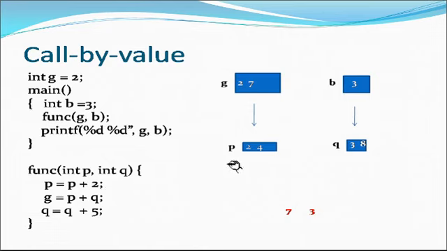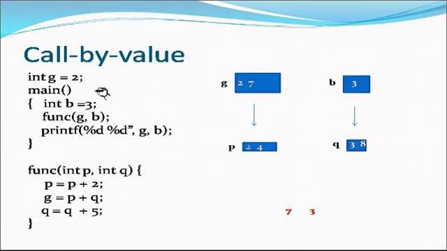Now look at these three statements. The first statement will make this value 4. The next statement is interesting. It is assigning a value to G. Mind you, G is not local, it is global. So P value is now 4 plus Q value of 3, it becomes 7, and that's why 7 gets written in this memory location. And lastly, the current value of Q is 3, so 3 plus 5 is 8. So this 8 value is copied here.